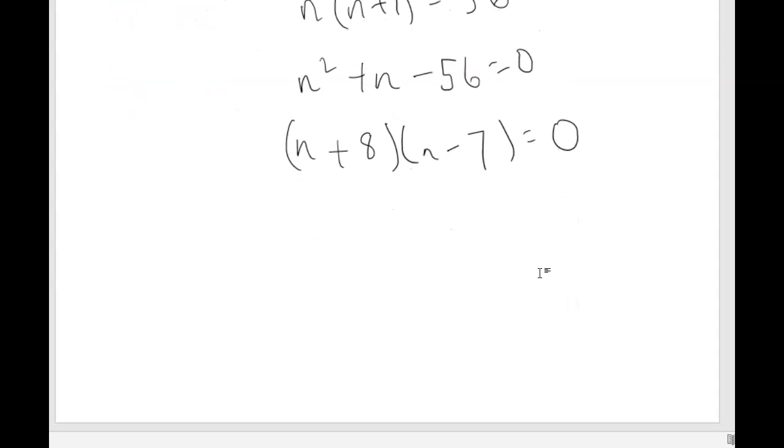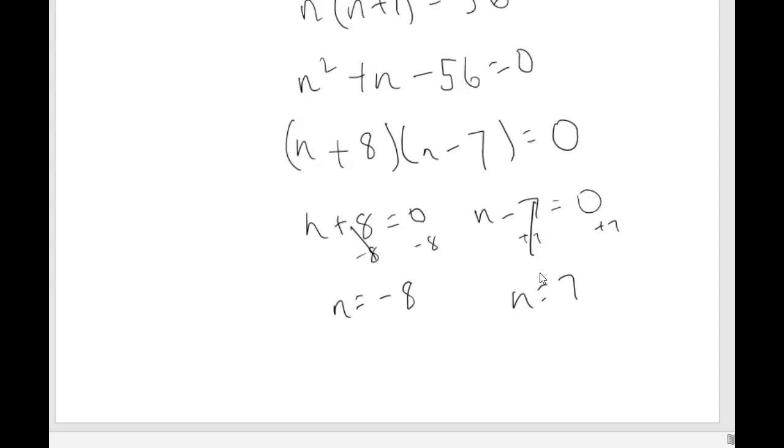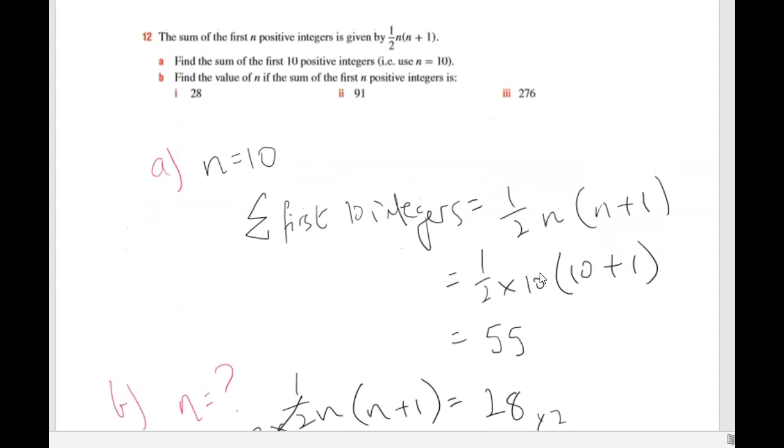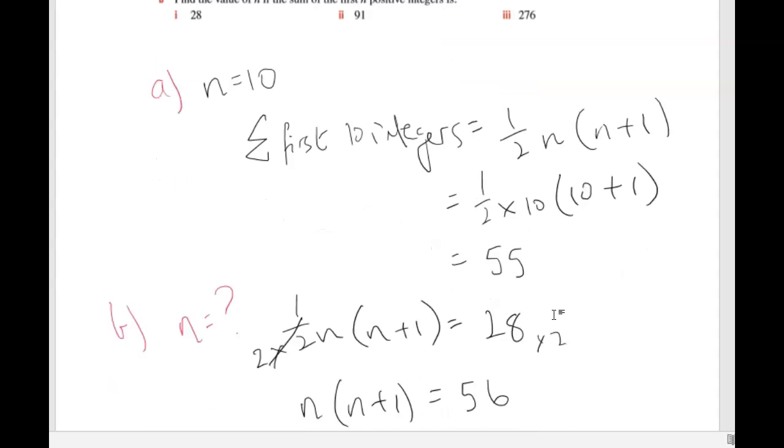Now at this point, some of you will probably already know that n equals negative 8 and n equals positive 7, but I'm going to separate it using what we call the null factor law. So we just let each bracket equal 0. So if I take away 8 from both sides, n is equal to negative 8. And if I add 7 to both sides, that disappears, n equals 7. Now remember, we're dealing with a number of integers. So remember n, if I just go back up here, n positive integers, so n is the number of integers.